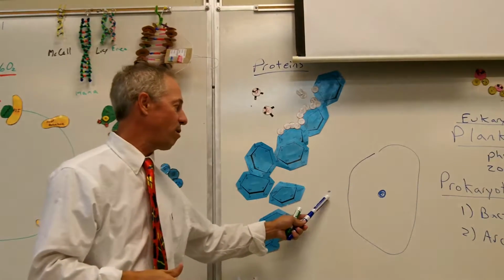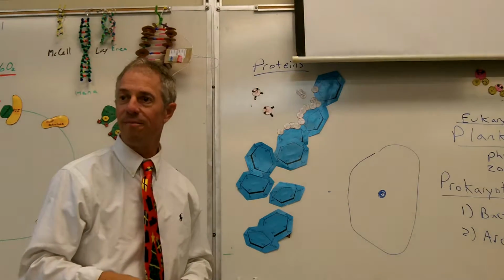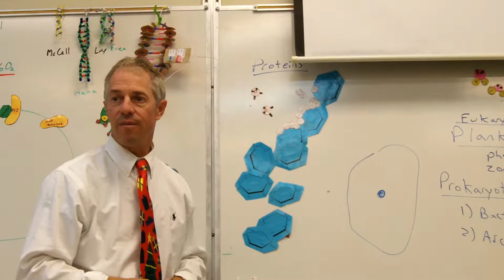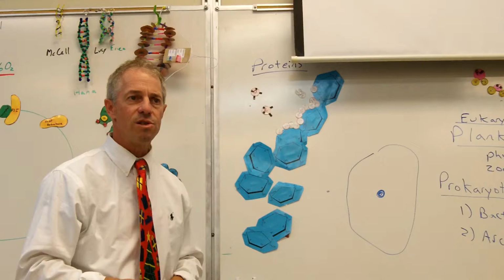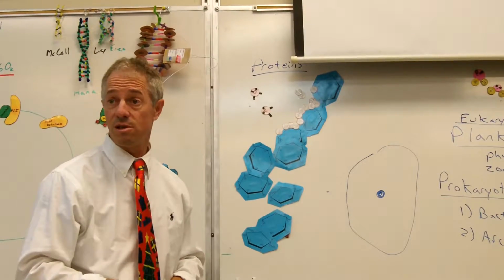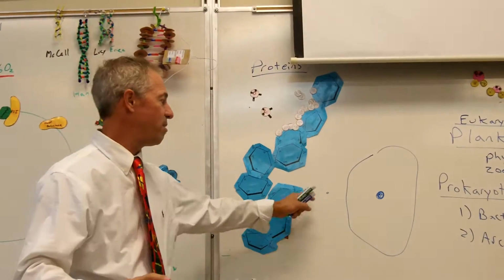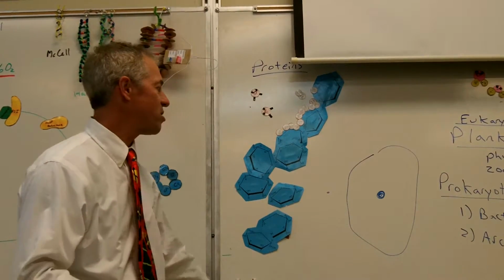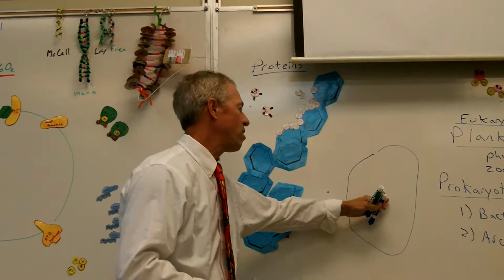Eukaryotic cells are bigger than prokaryotic cells most of the time. Okay. There are some exceptions to that. There are some big prokaryotic cells and there are some small eukaryotic cells. But most of the time, eukaryotic cells are bigger.